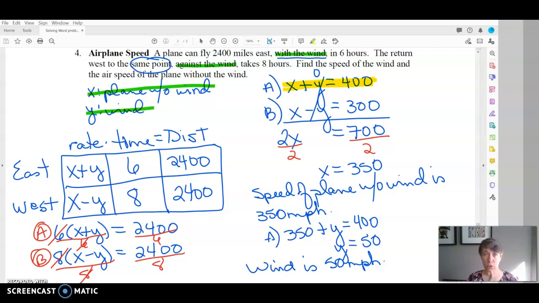But as far as those two variables, downhill and uphill, just remember one of them is going to be addition. That's the one where you're going faster. And one's going to be subtraction, and that's the direction where it's slower, either uphill or against the wind.